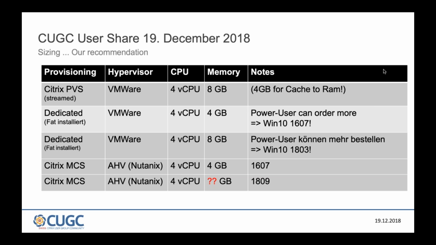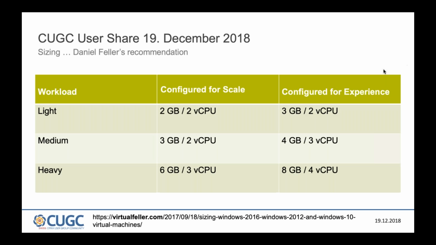And then we migrated to Windows 10 1803, and we saw that we always had too little RAM, so we upgraded to 8 gig of memory for our VMs below the VDI. René has pretty similar numbers to what we have, but out there are also other recommendations, for example from Dan Feller, who splits the workload into light, medium, and heavy, and gives some recommendations. There is really no one correct number. You have to find out what is the right one for your case. This is just an indicator where you can see what will probably work.